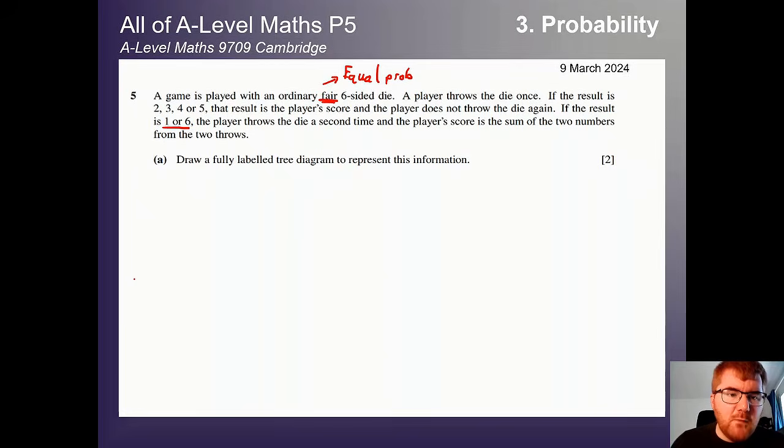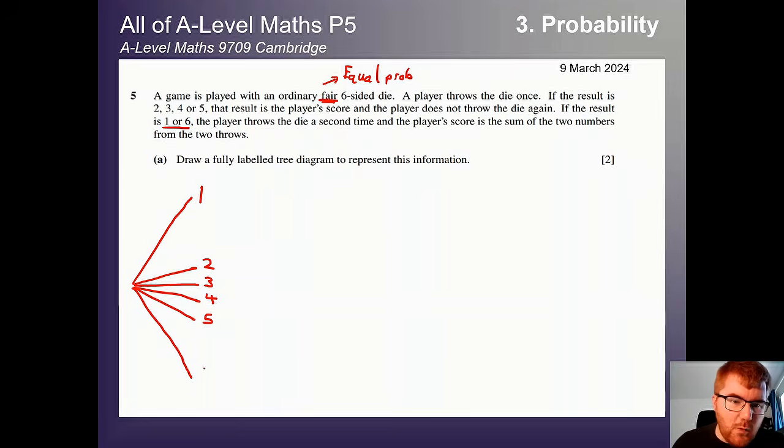So first of all, we've got our first throw. So we can either get a 1, we can get a 2, 3, 4 or 5. Notice how I'm drawing this out. This will make sense in a moment. And then we have a 6 as well. Each of those probabilities is going to be 1 out of 6. So I'm going to write that next to each of these numbers. We're not going to have much space when we're doing this tree diagram.